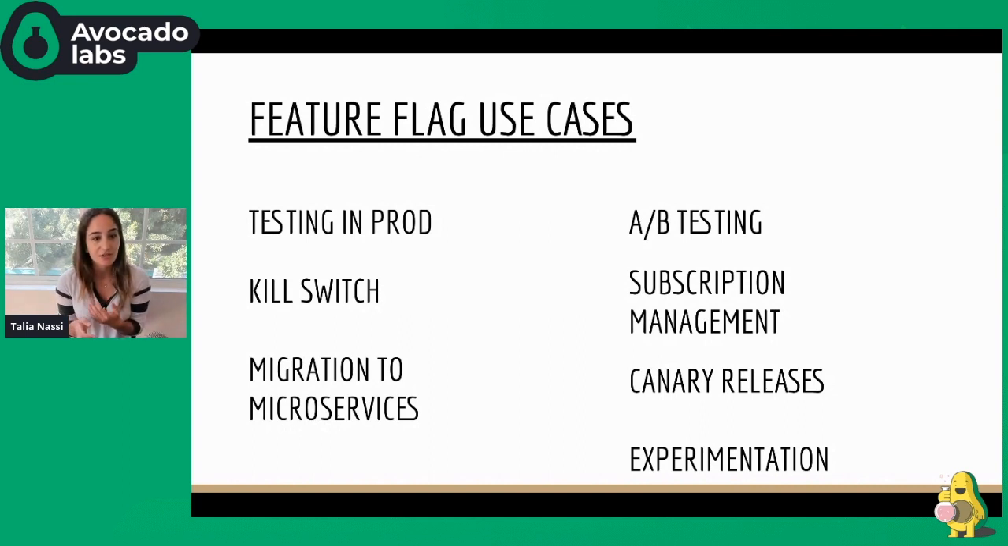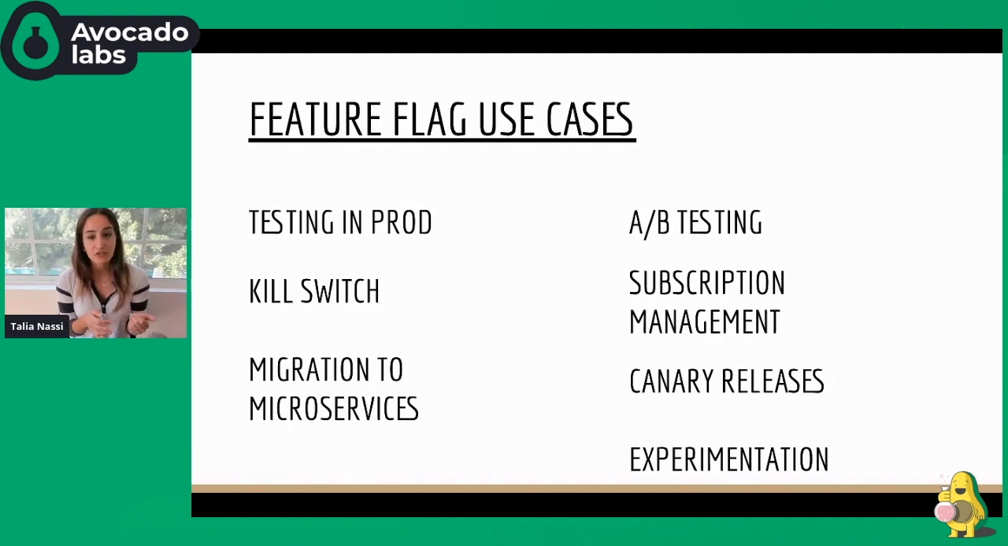And there's a lot of different use cases. So the first use case, something that I'm really passionate about, is testing in production. So you use feature flags to target your internal users, test with those users in production, and then continue your deployment process. You can also use feature flags for A/B testing to figure out which version of a feature gives you a higher conversion rate.